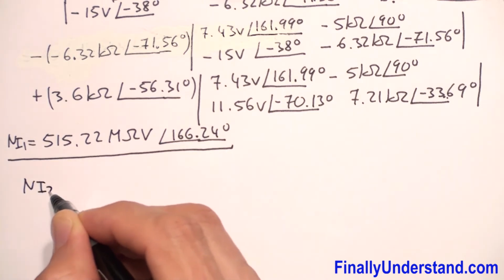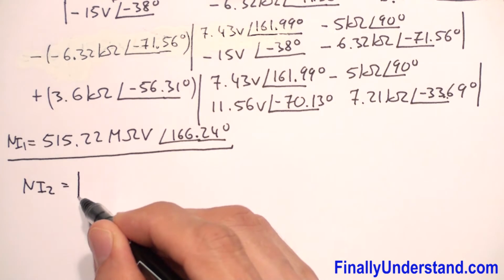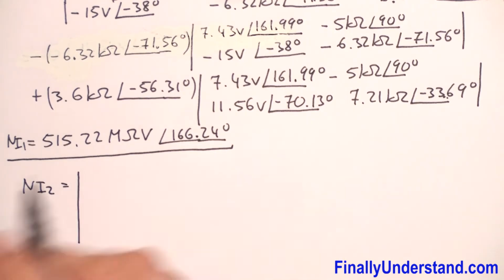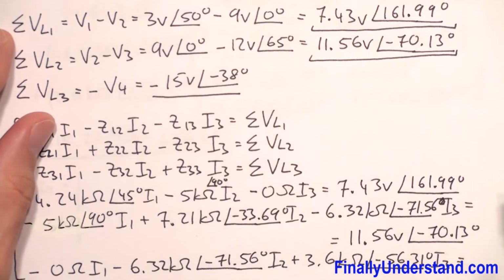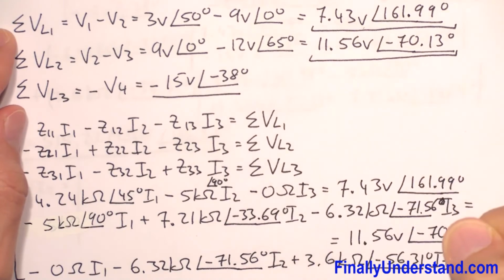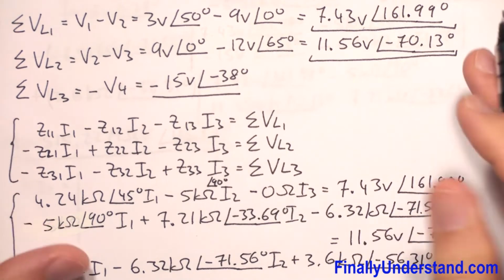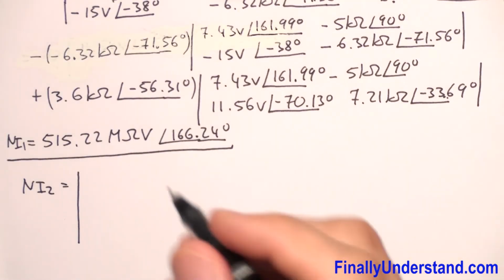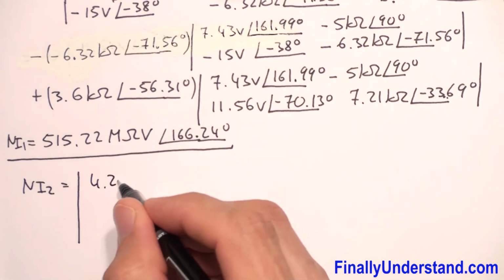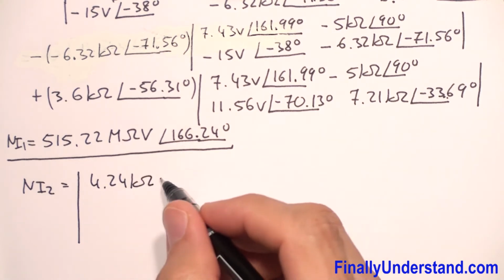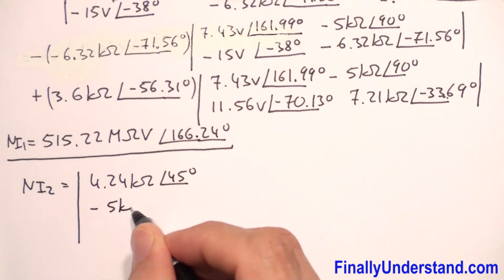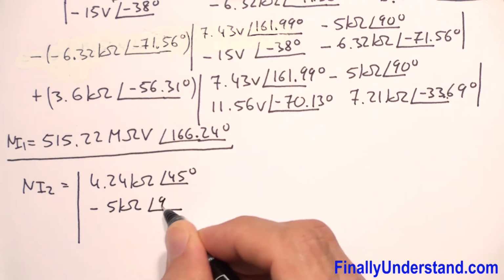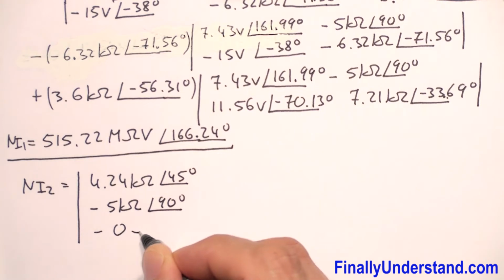Next, I'm supposed to find NI2. So NI2 is equal, I have to copy the first column from my delta. I'm going to look at my delta one more time, and I have to copy this column. The second column I have to replace by the sum of the voltages in my 3 loops, and I'm supposed to copy the third column of my delta. So I have 4.24 kilo ohms, an angle of 45 degrees, and I have minus 5 kilo ohms, an angle of 90 degrees, and I have negative 0 ohms.